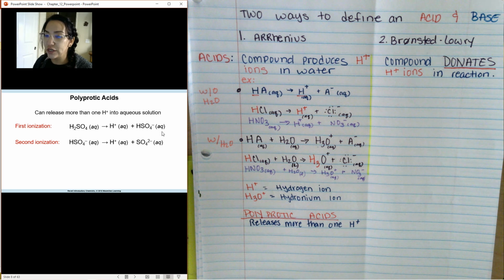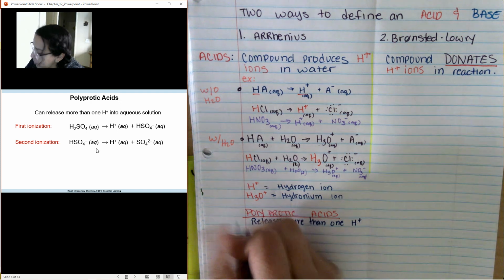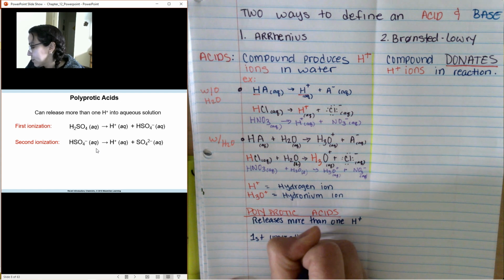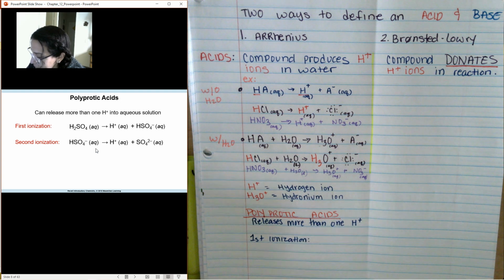That's your first ionization. The second ionization then happens, and you have HSO4 negative, and that hydrogen is going to leave. It shows like this, the hydrogen ion on its own, and then you just end up with SO4, that sulfate ion. No longer do you have hydrosulfuric acid, which is this one here. So you see two steps, first ionization and second ionization. The first is when you lose your first hydrogen ion.